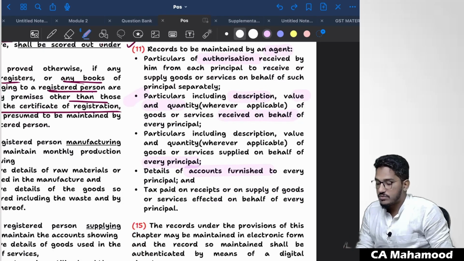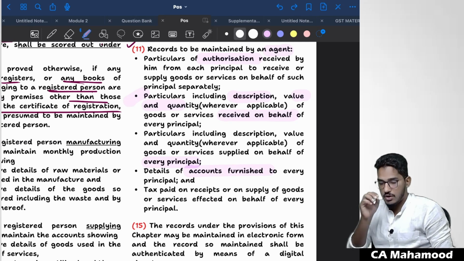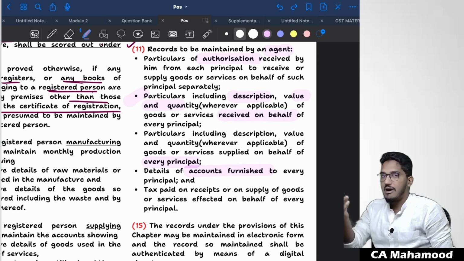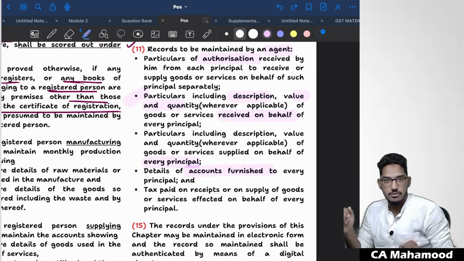And details of accounts furnished to every principal. Periodically you will submit the account: sir, on your behalf these many sales I have made, on your behalf these many purchases I have made, you have to make me this much amount of payment. You will submit a periodical account, right? That also you have to store.